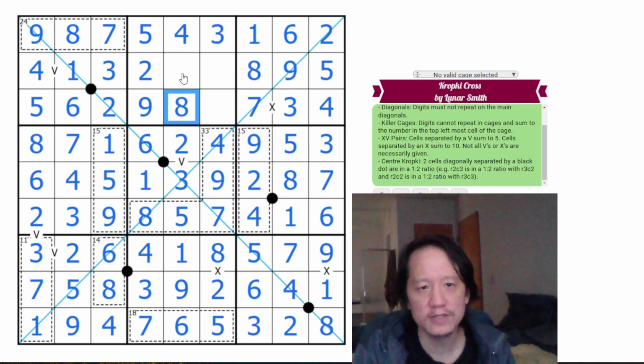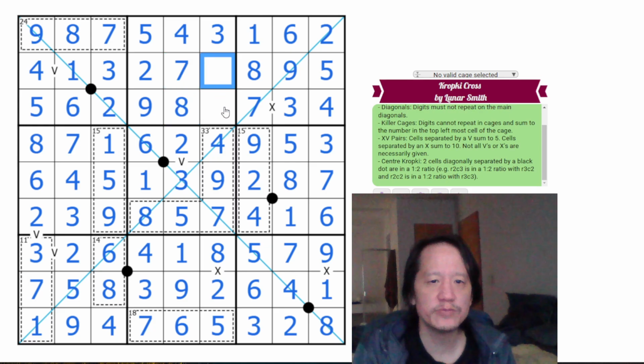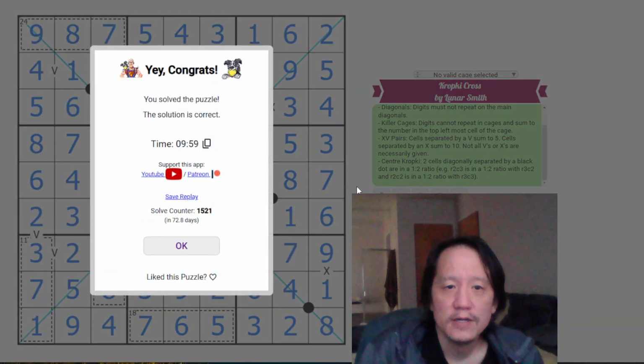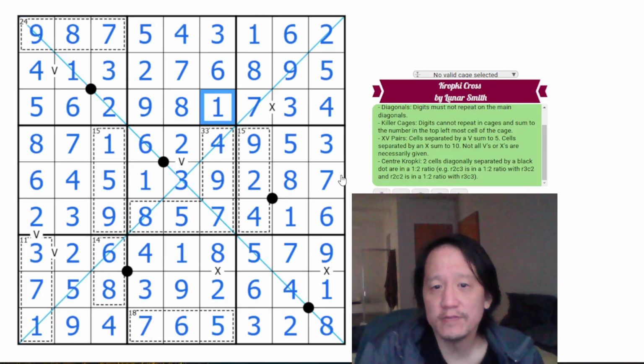We're looking at 7, 8. That's 8. This is 7. This has to be 6, and this is 1. And that's the solution. Pretty straightforward. Obviously, it was considered very easy, and I agree with that assessment.